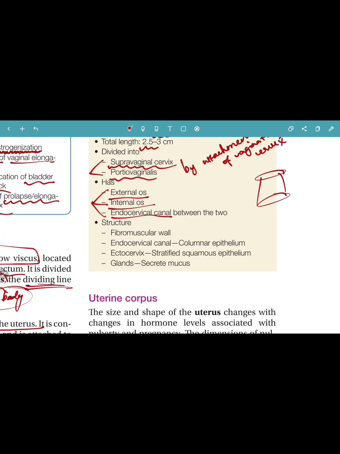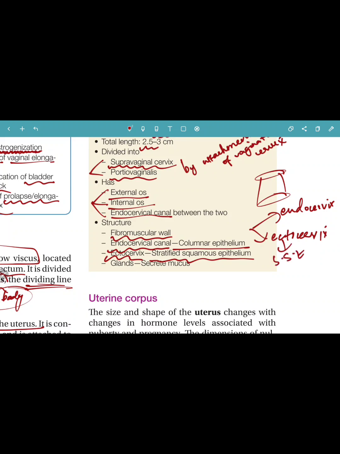If you look at the structure of the cervix, it's a fibromuscular wall. It has an endocervical canal lined by columnar epithelium, and the ectocervix is lined by stratified squamous epithelium. So the ectocervix is lined by stratified squamous epithelium, whereas the endocervix is lined by columnar epithelium. Glands will secrete the mucus.